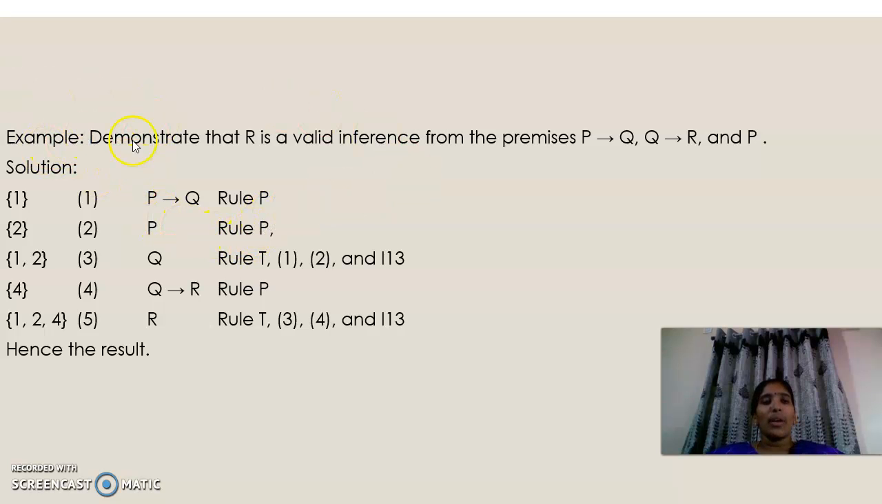So here the example problem is: demonstrate that R is a valid inference from the premises P conditional Q, Q conditional R, and P. Okay. In the previous problem, they mentioned the premises and the conclusion. In this problem, they do not mention which one is the premise and which one is the conclusion. So here, demonstrate R is a valid inference, so R is the conclusion. These three are the premises.